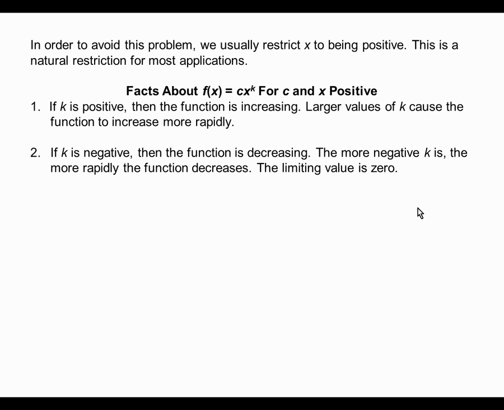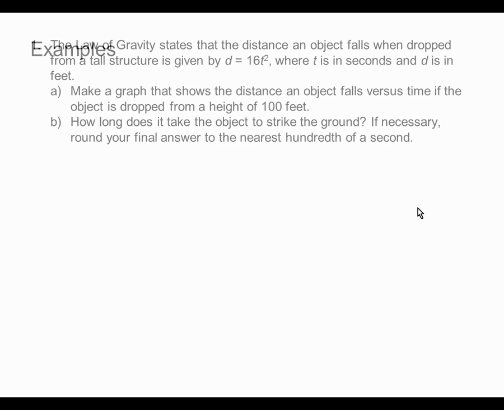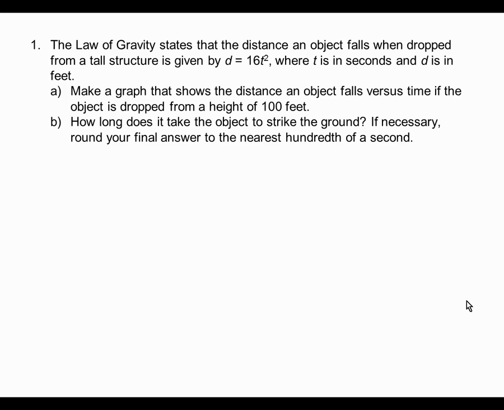Let's try some examples. Number one says, the law of gravity states that the distance an object falls when dropped from a tall structure is given by d equals 16 t squared, where t is in seconds and d is in feet. Part A: make a graph that shows the distance an object falls versus time if the object is dropped from a height of 100 feet. Question B, how long does it take the object to strike the ground? If necessary, round your final answer to the nearest hundredth of a second.